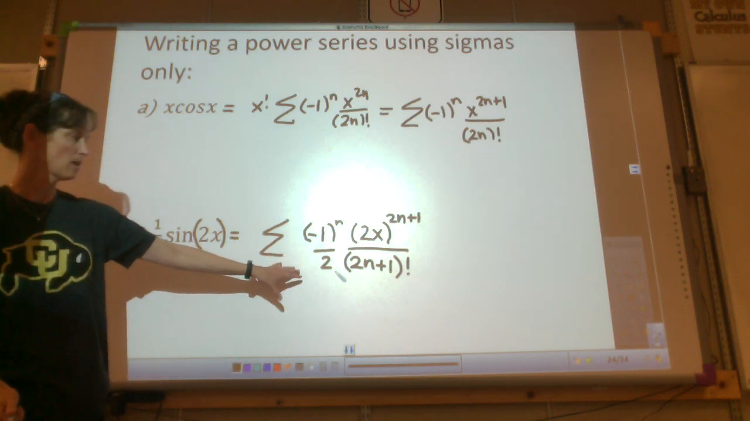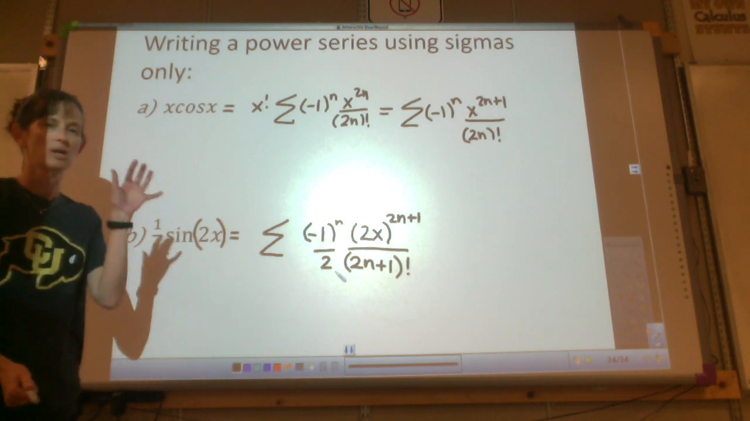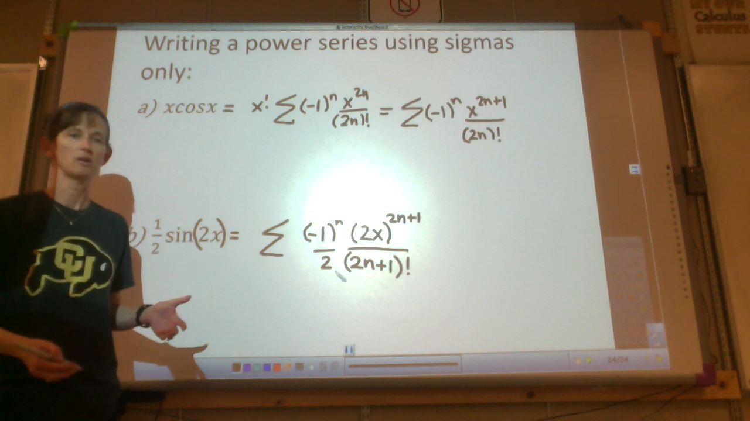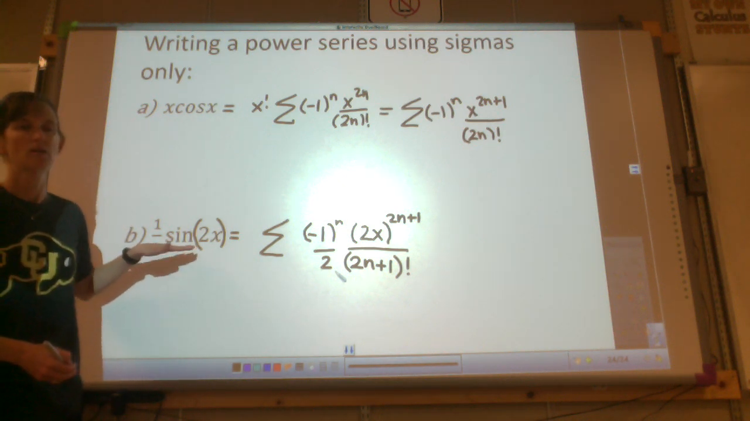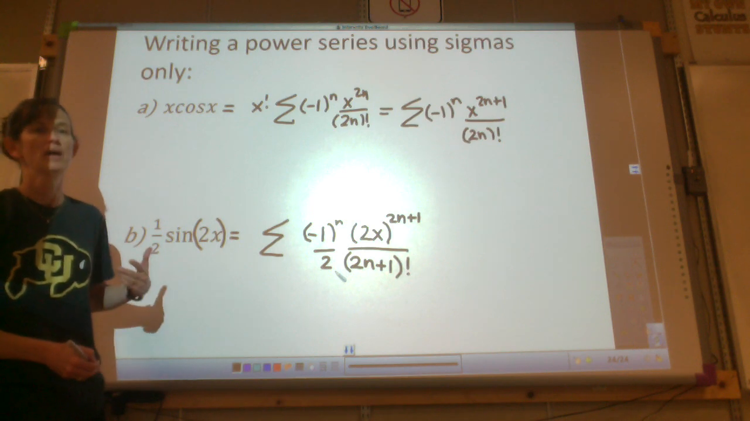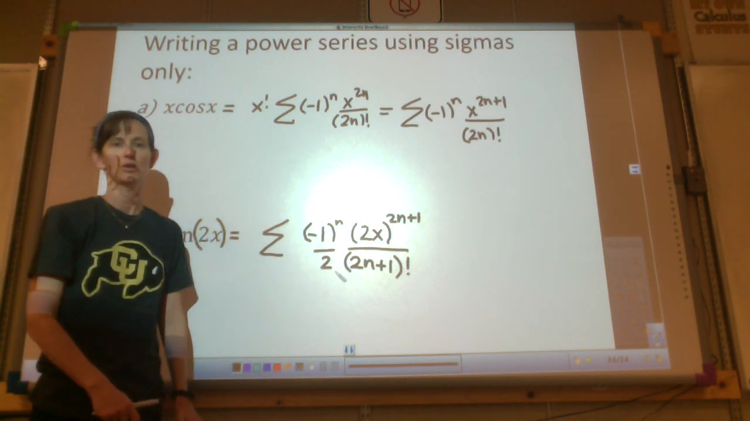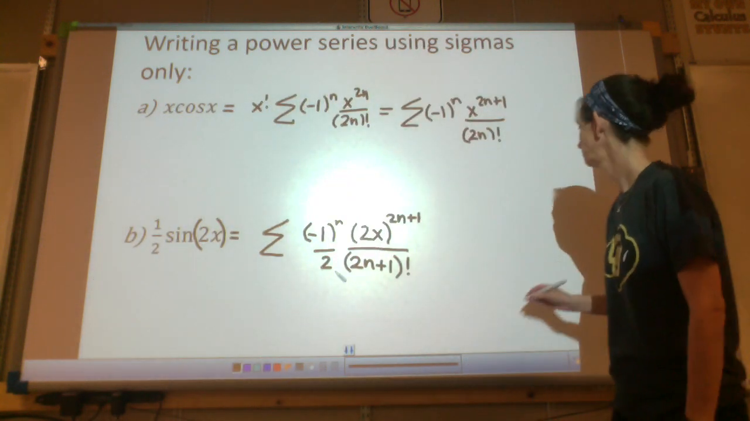So this is going to be a polynomial approximation for 1/2 sine of 2x, which, if I could be a broken record for a minute, is so much easier than taking a slew of derivatives of this, plugging in a center of 0, looking for a pattern and writing the pattern as a sigma. It's just really helpful to know shortcuts.